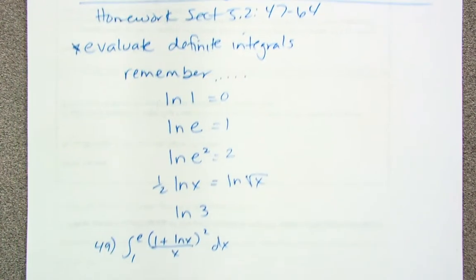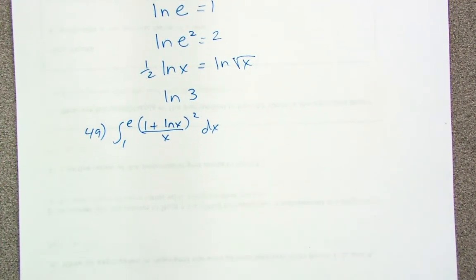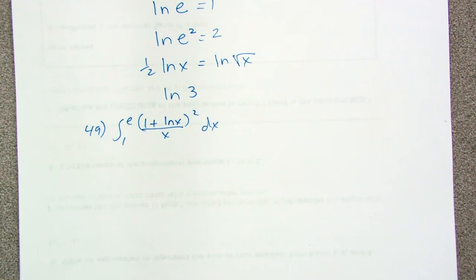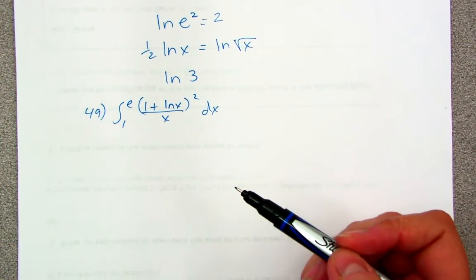So let's start with number 49. I will work out a couple of examples directly out of your homework. So again, it just says to evaluate this definite integral. It's not an indefinite with your plus c.